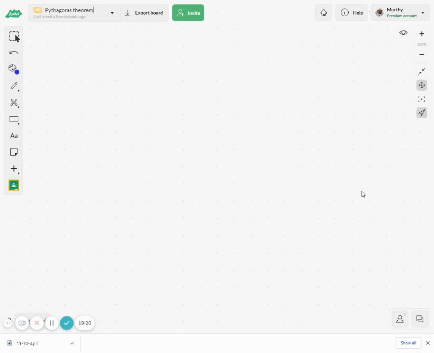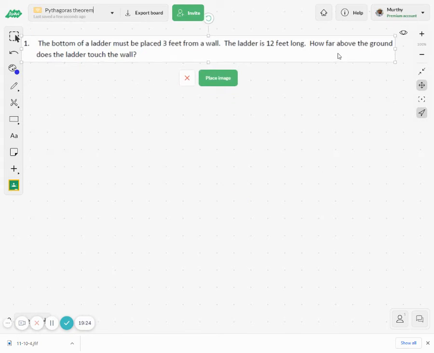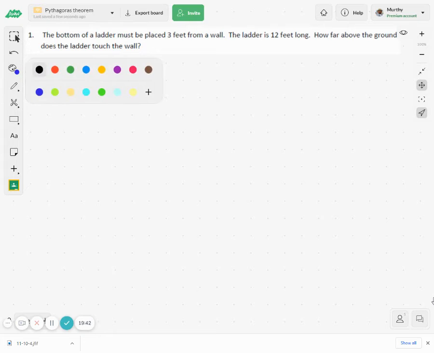So let's go to the whiteboard, and here is the question. The bottom of a ladder must be placed 3 feet from a wall. The ladder is 12 feet long. How far above the ground does the ladder touch the wall? I'm not really good at drawing, but still let me give it a try.